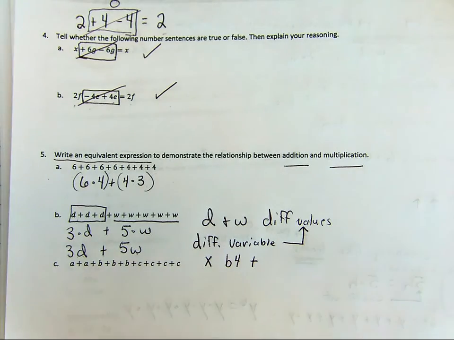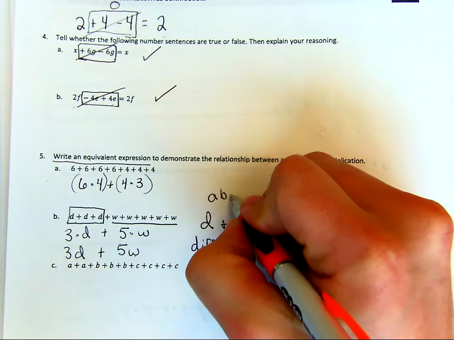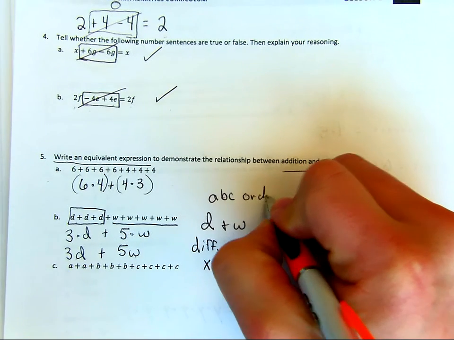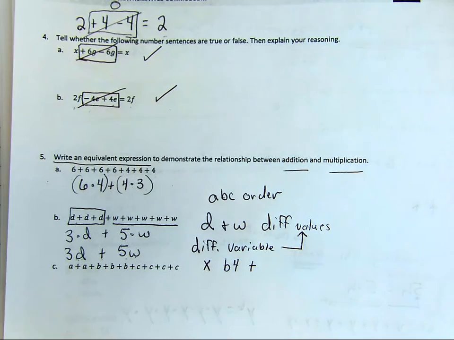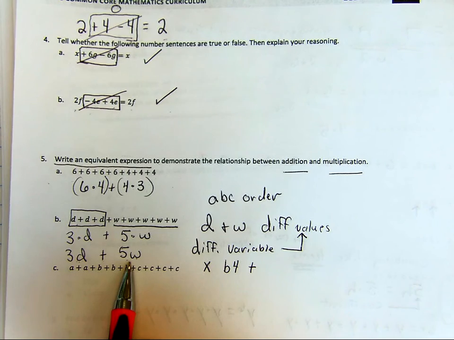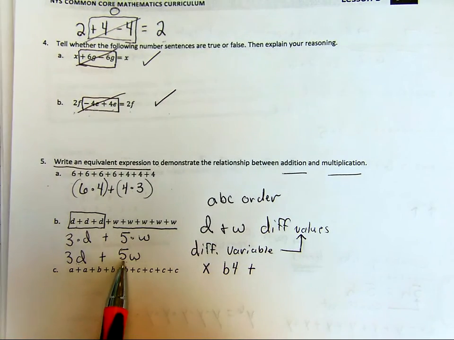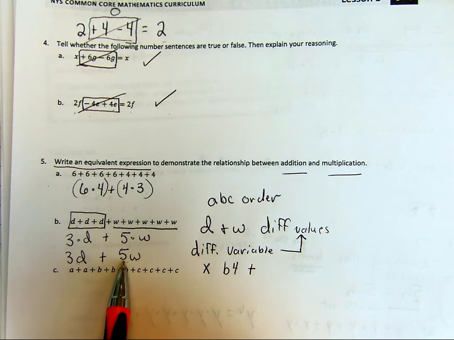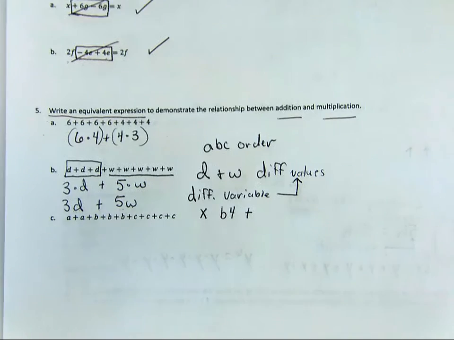Last little pointer on this, they should go in ABC order. So D comes before W, so I put D first here. D before W because it's ABC order. And this 5 is called the what? Leo? Coefficient. All right.